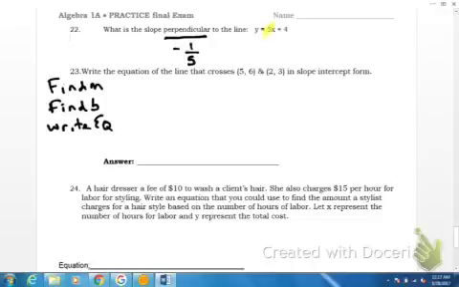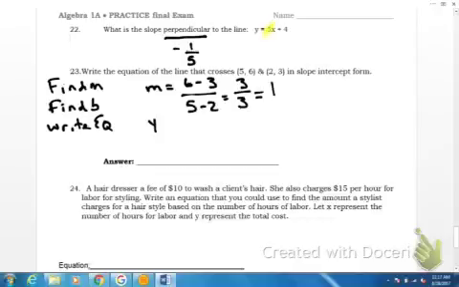So subtract the y's on top to find m. I could do 6 minus 3 or 3 minus 6. I just have to go in the same order on the bottom. So if I do 6 minus 3, then I have to do 5 minus 2. And then that gives me 3 over 3. So my slope is 1.